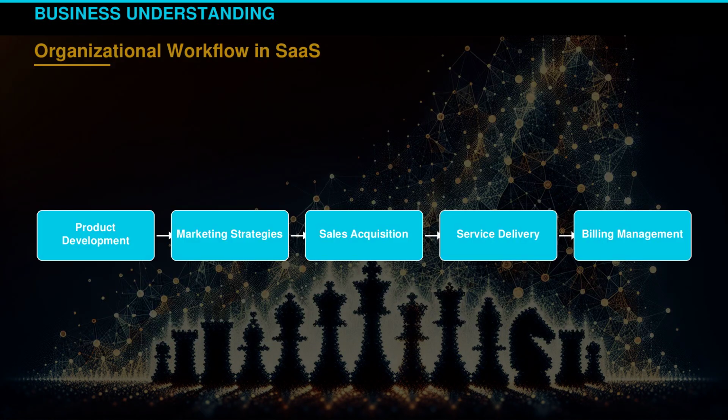In a SaaS company like Zoho, the workflow begins with product development and moves to marketing strategies. Sales teams handle customer acquisition, followed by service delivery and customer support. Finance teams manage billing and revenue recognition. This seamless flow ensures product innovation, market penetration, customer satisfaction, and financial accuracy. Each step is crucial for maintaining competitive advantage and operational efficiency in a rapidly evolving industry.